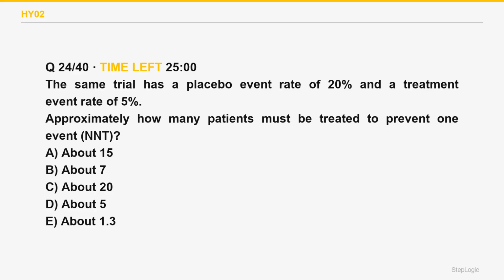Approximately how many patients must be treated to prevent one event, the net NNT? The same trial has a placebo event rate of 20% and a treatment event rate of 5%. Read the command: number needed to treat. Take the reciprocal of the absolute risk reduction.